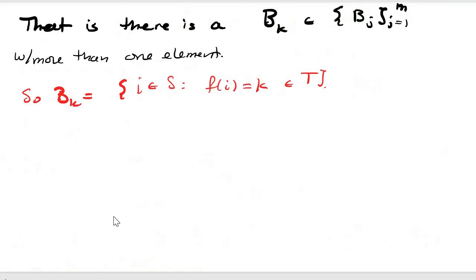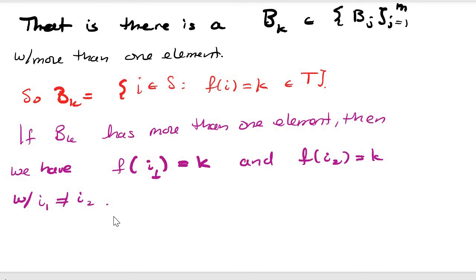I'm almost done. That means there's one of these sets that you came up with, you came up with B_4, B_0, B_1, there's got to be one of them that has more than one element. So let's say it's B_k. If B_k has more than one element, then what that means is you had an f of i_1 and an f of i_2 that both came out to be the same k, because at least two things were in that set. But i_1 was not equal to i_2.